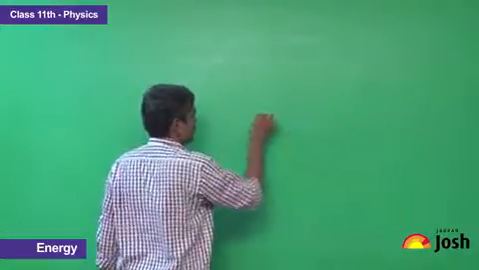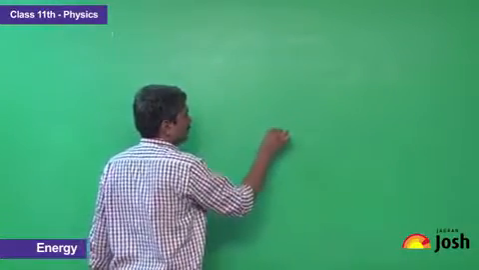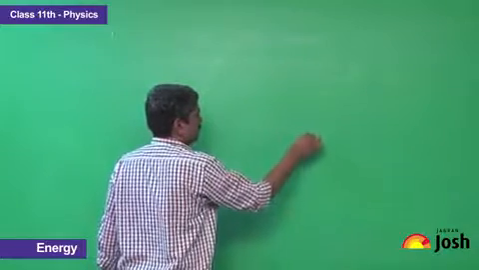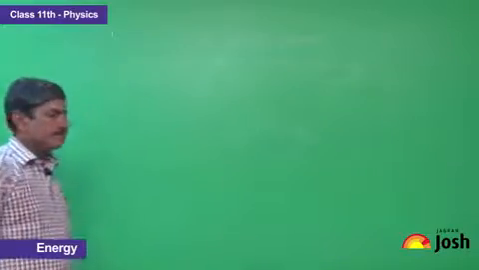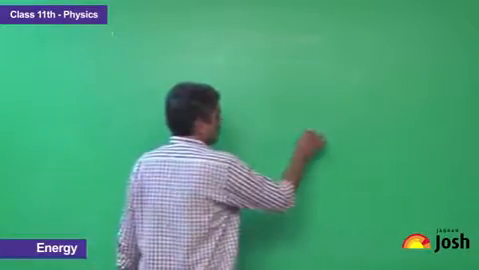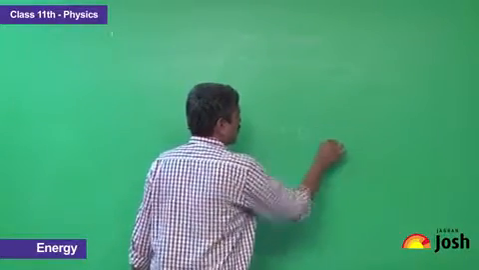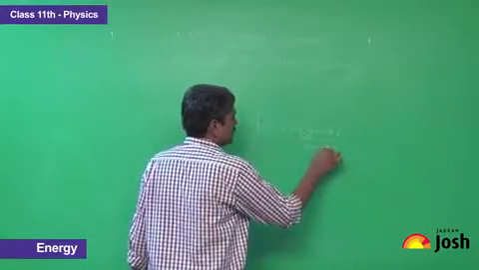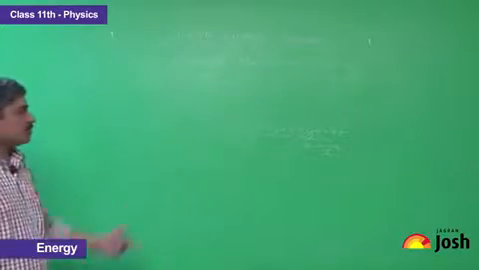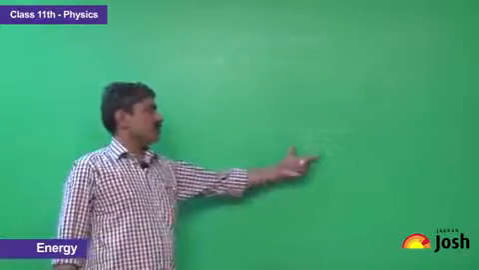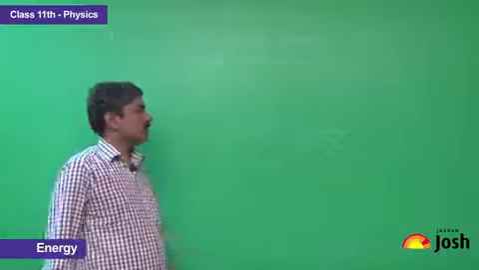Suppose a block is kept on a surface which is connected to a spring as shown in the figure. Now we apply a force on the block and the displacement produced is x. It means the spring will also stretch through a distance x.